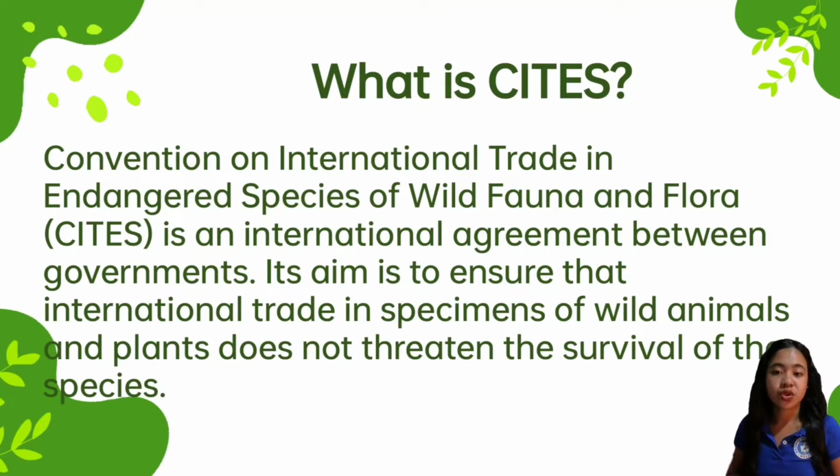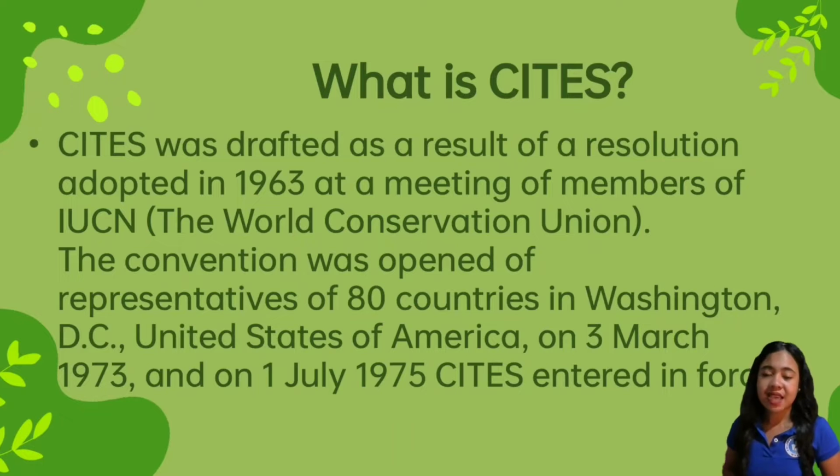Its aim is to ensure that the international trade in specimens of wild animals and plants does not threaten the survival of the species. CITES was drafted as a result of a resolution adopted in 1963 at a meeting of members of IUCN, the World Conservation Union.